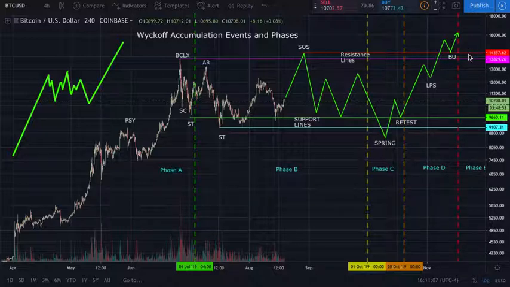It's not far from 20,000. If we break out over this 14,000 range, I wouldn't be surprised how fast it moves up.